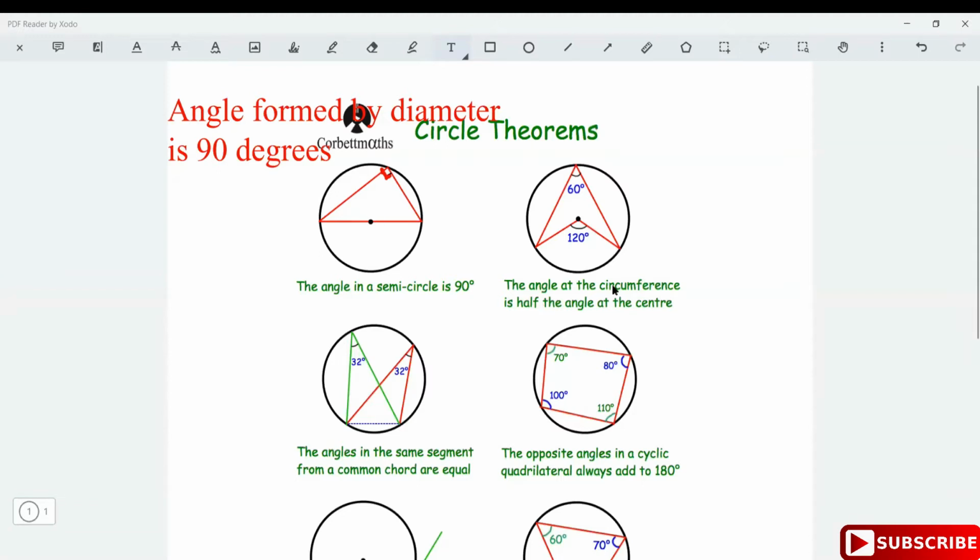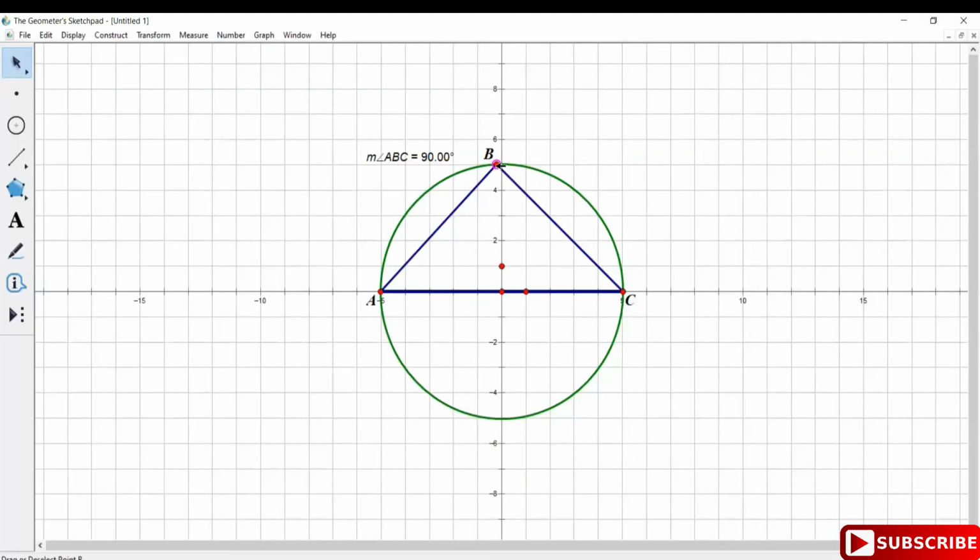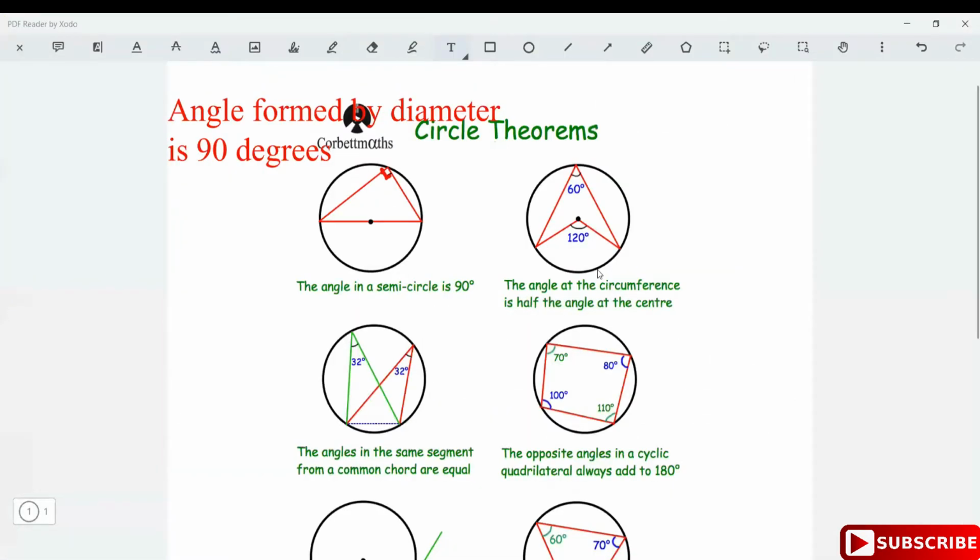The next one is that the angle at the center is twice the size of the angle at the circumference when they're subtended by the same chord. Subtended just means formed by the same chord. I'm going to show you in the Geometer Sketchpad, not on the whiteboard, so let's hide these. Everybody knows this one, so I don't need to do a proof of it. These are the popular ones that people generally forget.